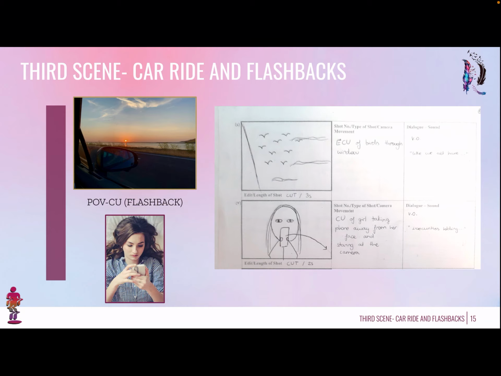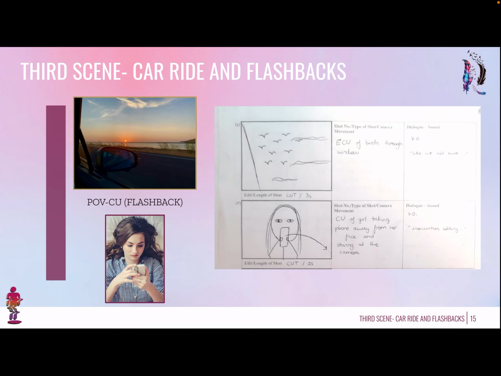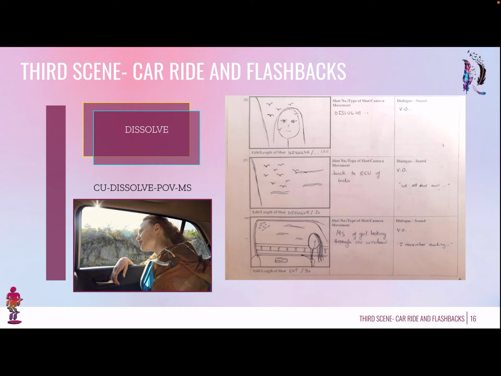So again, simple shots. The pace is going to start speeding up in this part because the voiceover is going to speed up the pace in that way. And then I want to have a transition here of the birds and the girl's face. So the previous shot was the girl's face, taking the phone away from her face and looking straight up at the camera. So then that is going to dissolve into a shot of the birds. So that's what I wanted to display in the next shots of the storyboard.